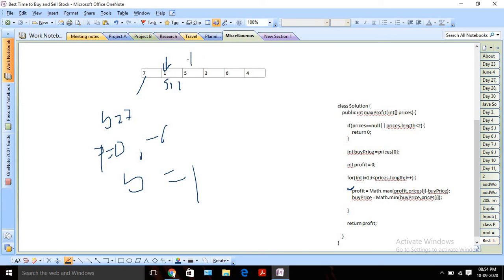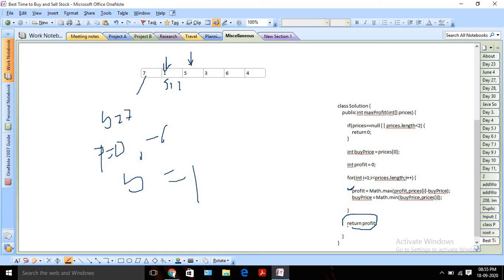So for each and every day we are making a decision. We are checking if I sell on that particular day, am I gaining a profit or not. We are also checking if I should buy on that particular day, whether I am getting a lesser price or not. Okay, so we are checking all the three conditions, and after that we are returning the profit.